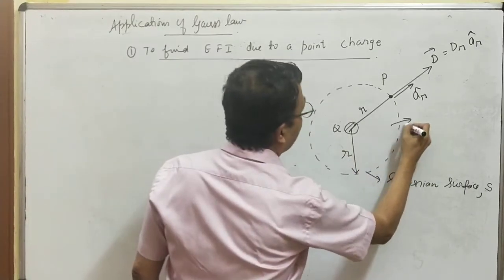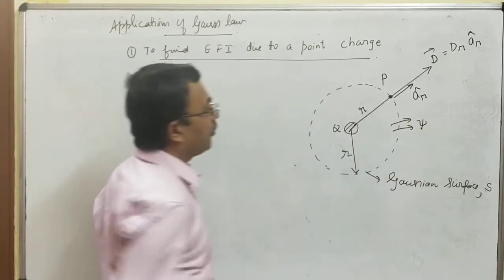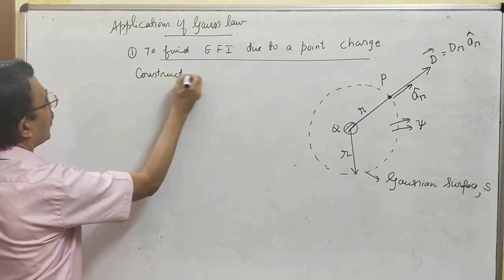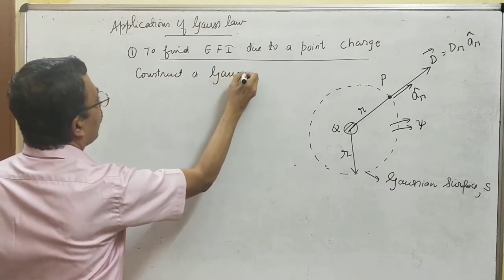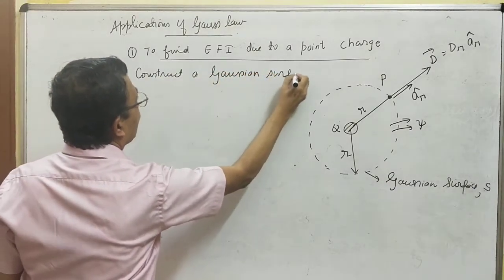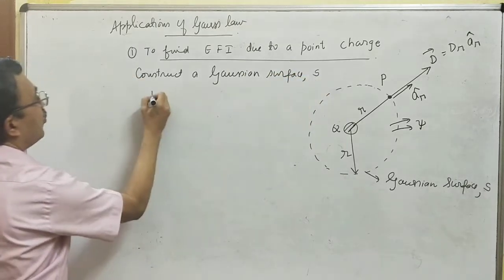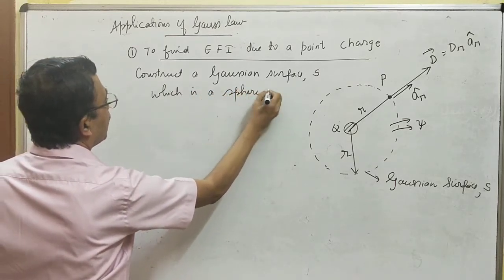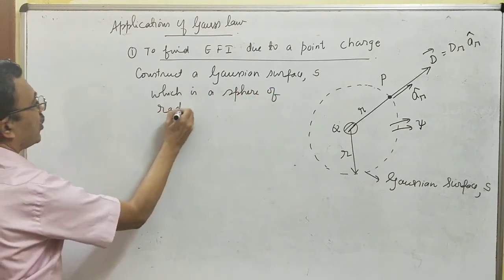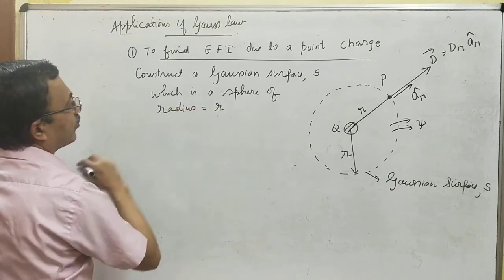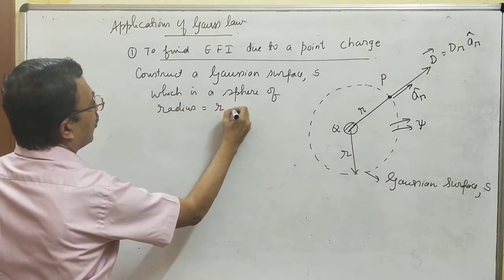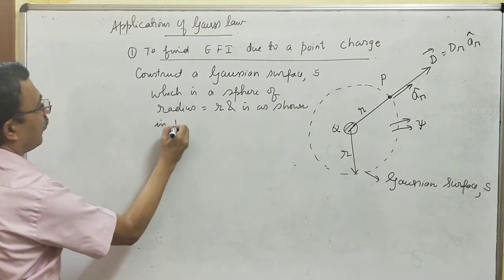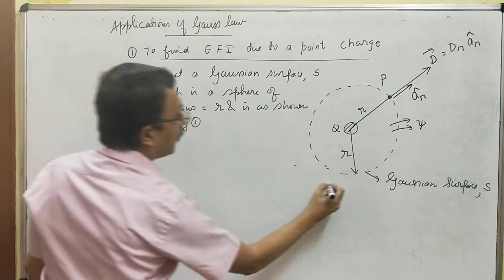These are the flux lines coming out of the Gaussian surface. Construct a Gaussian surface S, which is a sphere of radius equal to r, as shown in figure 1. This I will call figure 1.